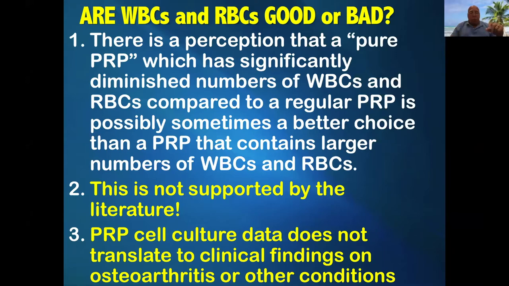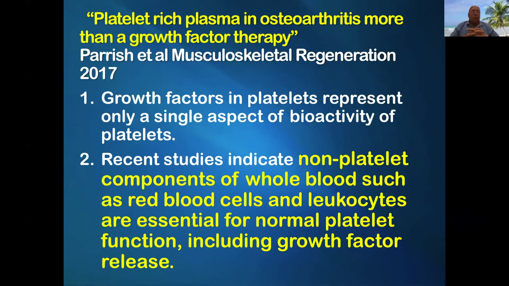Now, one of the best articles you can read, there's a number of articles by Dr. Parrish et al. This is one good article right here in musculoskeletal regeneration. And what he's saying is that the non-platelet components of a PRP, such as red cells and leukocytes, are essential for normal platelet function, including growth factor release. This is a very important concept. We'll get into that in a moment.